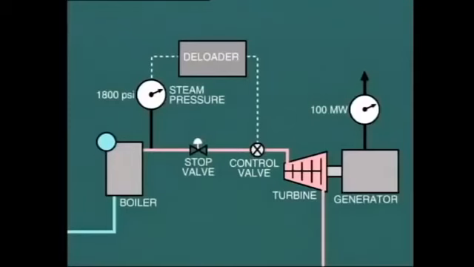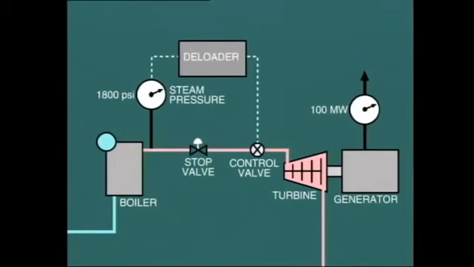And note that there are certain items of equipment that could be considered protective, but they do not actually trip the stop valve and shut down the turbine. For example, a low-pressure deloading device is often connected to the hydraulic control valve system. The objective of the deloader is to protect the turbine against falling steam pressure from the boiler.